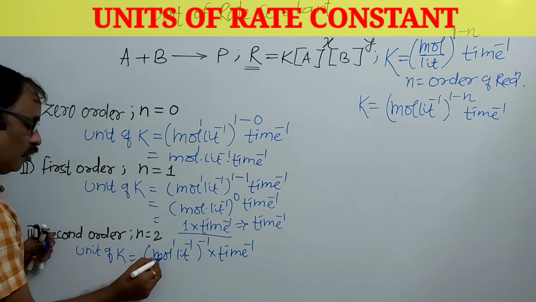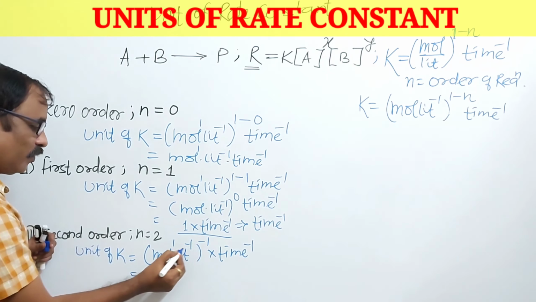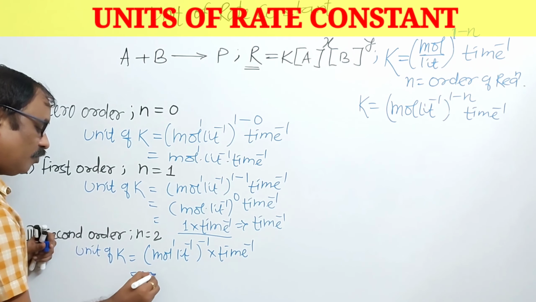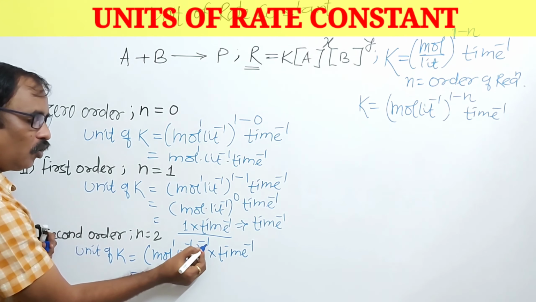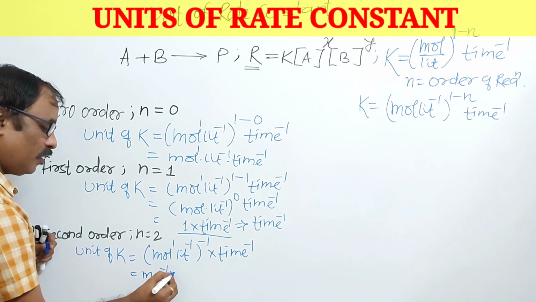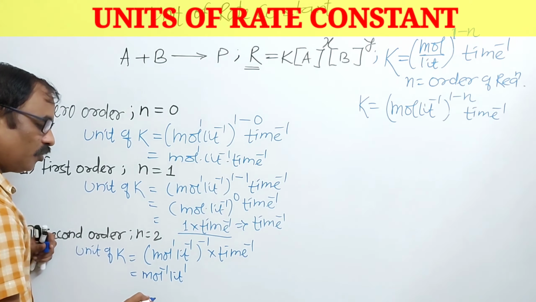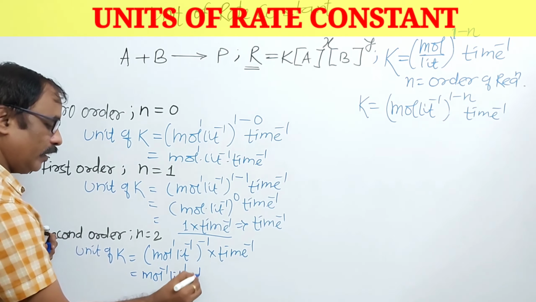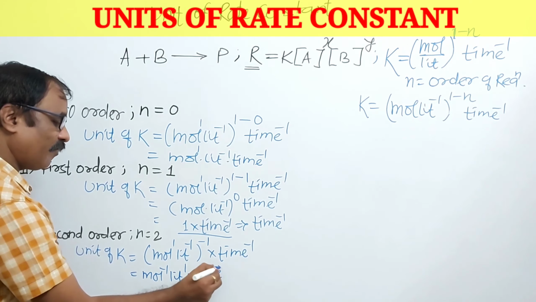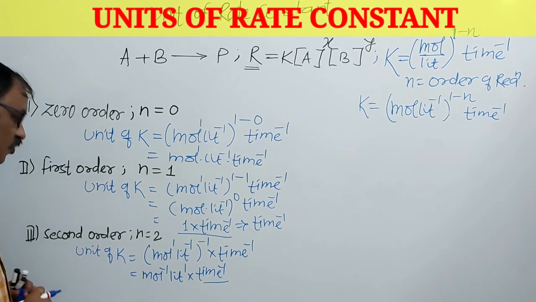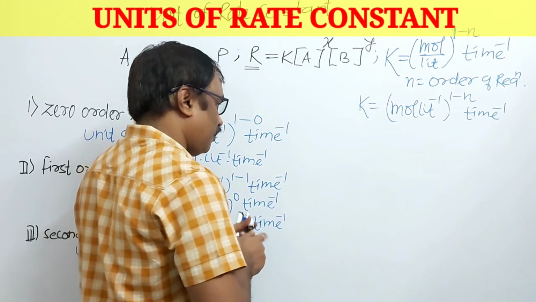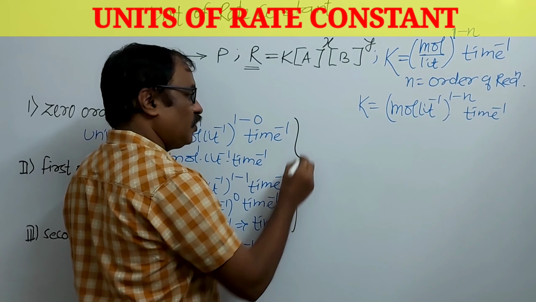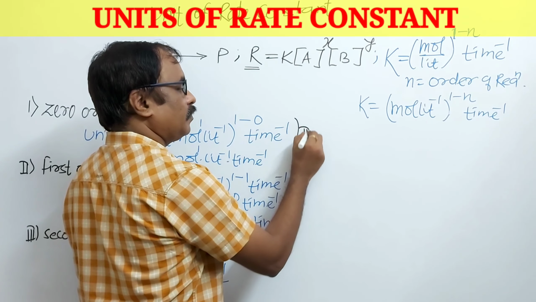Now 1 into minus 1 is minus 1, so mole to the power minus 1. Liter to the power minus 1 into minus 1 becomes plus 1, so liter to the power 1, and time inverse. This is the unit of rate constant in case of second order reaction. Suppose the reaction is of third order.